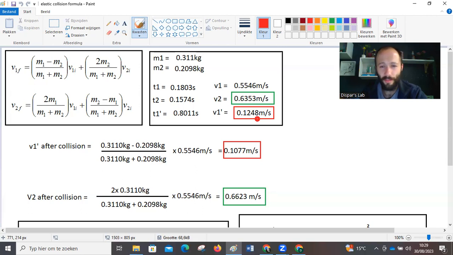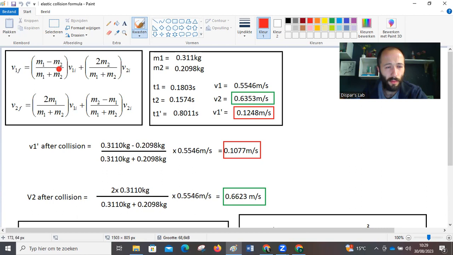So these are the actual experimental results, and now we will do the predictions. We use this equation, this one, V1F, the velocity of part 1 after a collision.